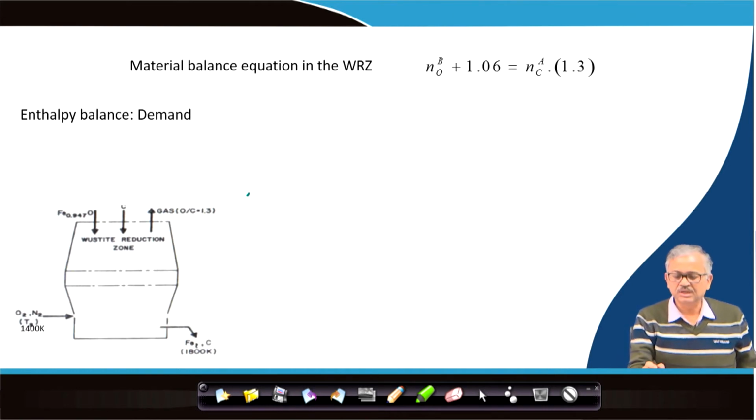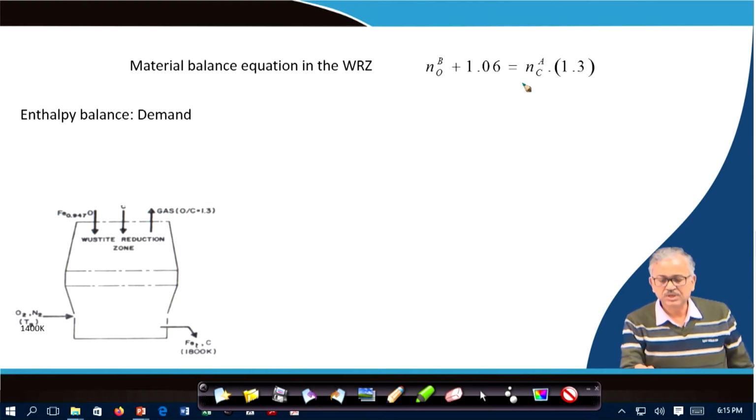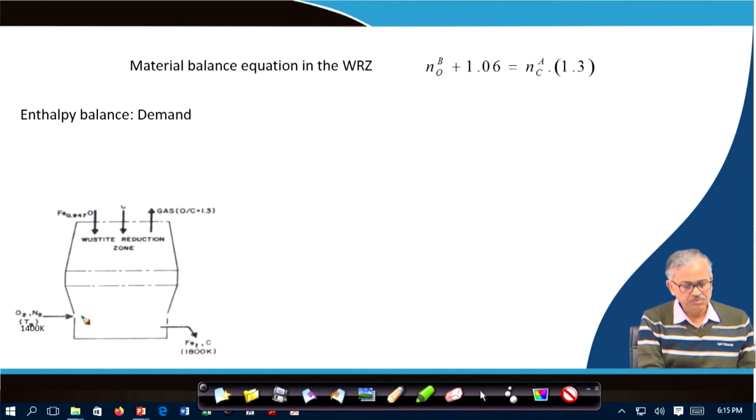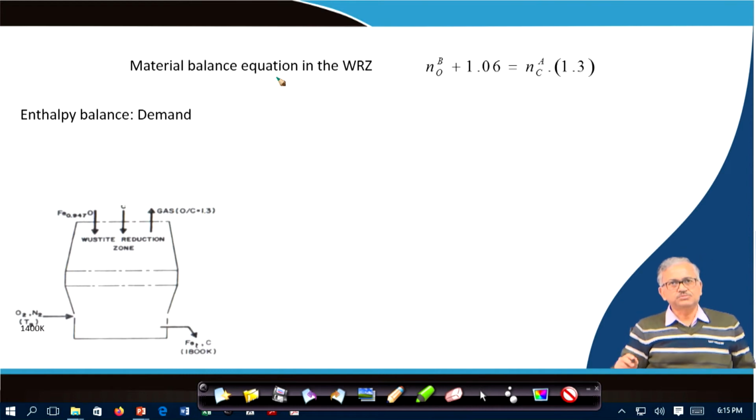Now, this is for the material balance. If you see the material balance, this is NOB, that is the blast oxygen that is coming in per gram atom of iron produced. And what is the oxygen coming through the iron ore? Ore is Wüstite, and 1 gram atom of iron in Wüstite contains 1.06 gram atom of oxygen. So, this plus this, the blast oxygen plus the ore oxygen, is equal to the active rate of carbon, NCA, into O by C, and O by C is equal to 1.3. So, this is the simple material balance in the Wüstite reserve zone, right.